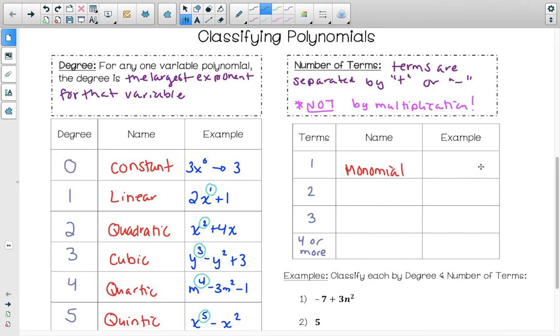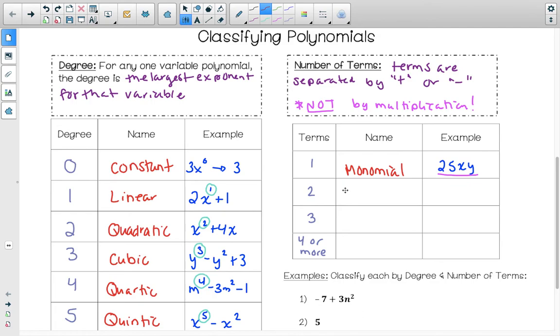What this looks like, it has 1 term, there's no addition, no subtraction. It could be just one number, or it could be a whole bunch of numbers with variables, but there's no addition or subtraction. So an example of that would be 25xy. This is all 1 term because there's no addition or subtraction. So we would underline, if we were trying to figure it out, that there is no addition or subtraction. This is 1 big term.